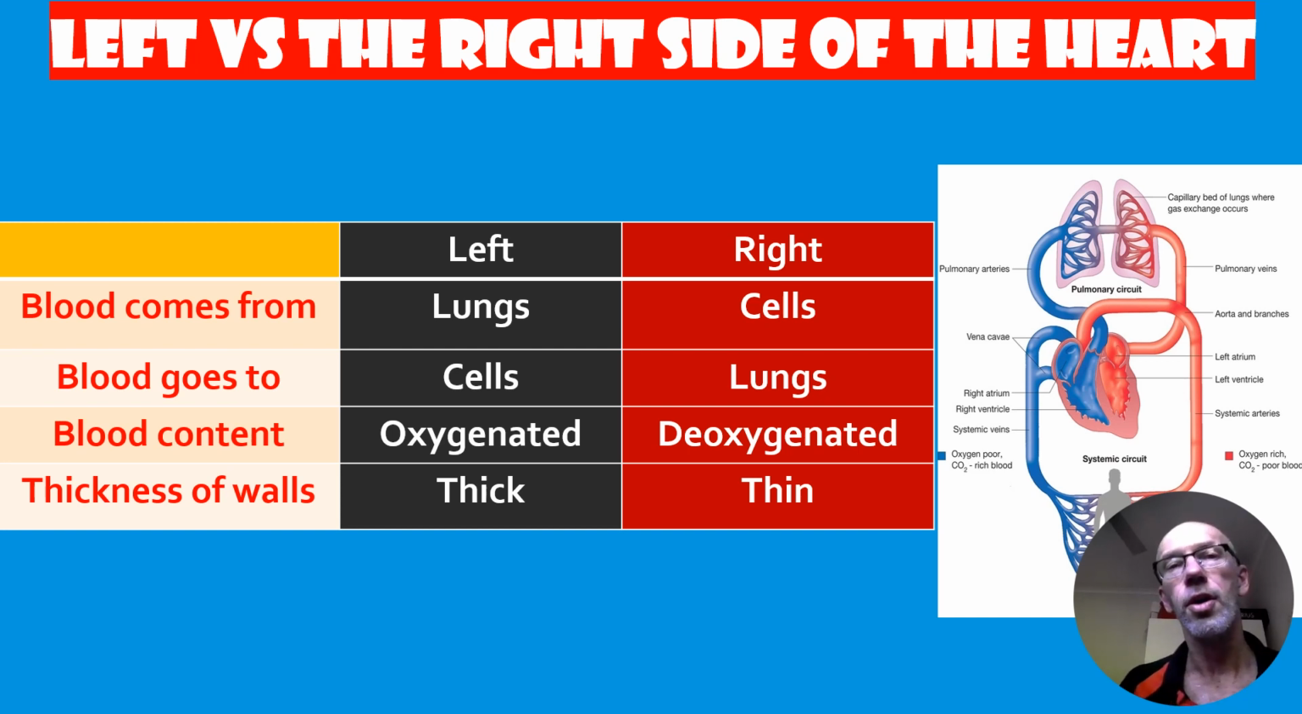So some more dichotomy to be mindful of. And again, dichotomy means opposites. So when the blood is entering the right side of the heart, it's deoxygenated because it's coming from the cells.